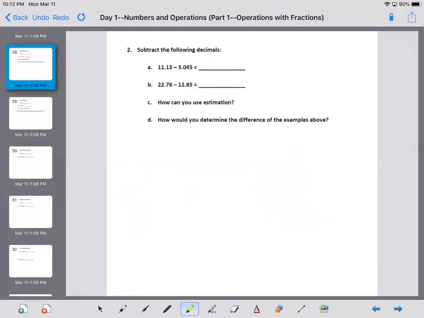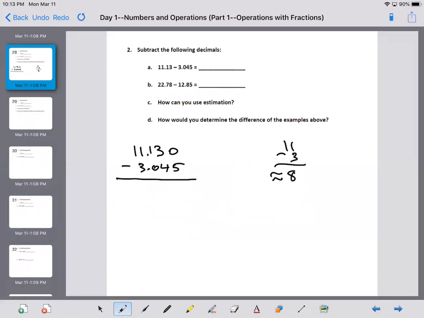So if I look at subtraction, I've got 11 and 13 hundredths, take away 3 and 45 thousandths. So I know that that's going to be about 8, somewhere around 8. So with the subtraction, I'm going to rewrite just the space a little bit.